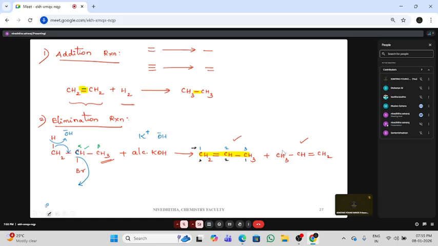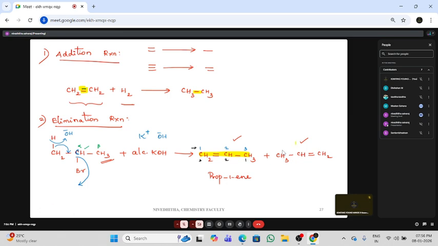So totally I have 3 carbons, so it is prop. And obviously we have a double bond, so it is ene. The double bond is between first and second carbon. So this is prop-1-ene. That's it. Here also I'm going to name the compound.